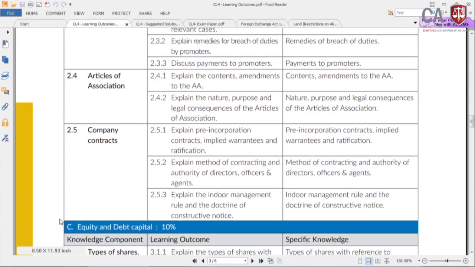explain pre-incorporation contracts, implied warranties and ratifications that we have done. So you should have the capacity of attending to the pre-incorporation contracts, implied warranties and ratification. Then explain the method of contracting and authority of directors, officers and agents. So the method of contracting and authority of directors, officers and agents, you must have specific knowledge by now.